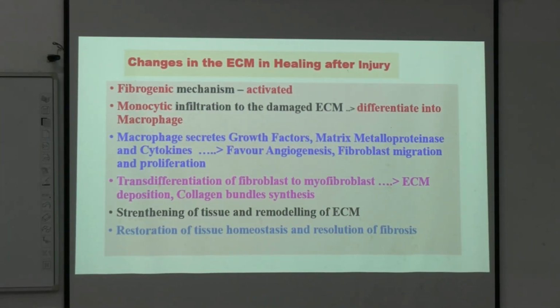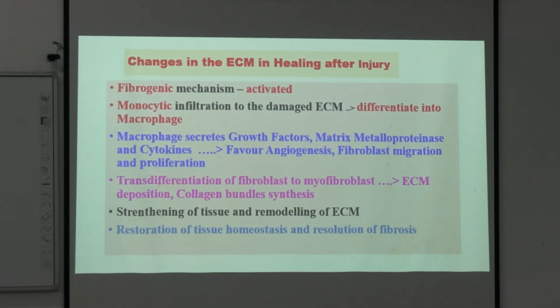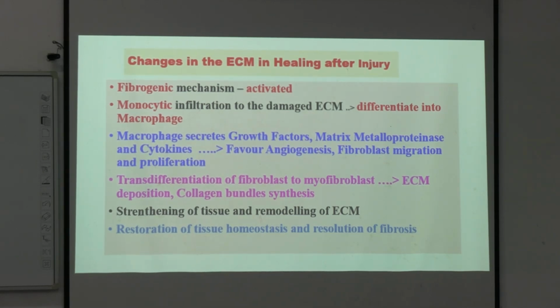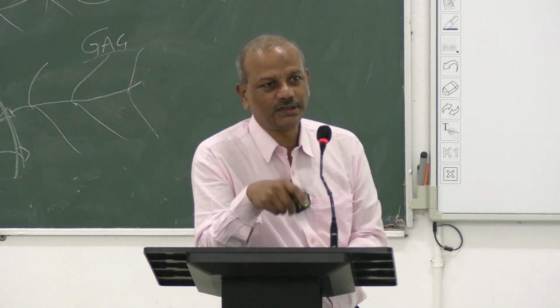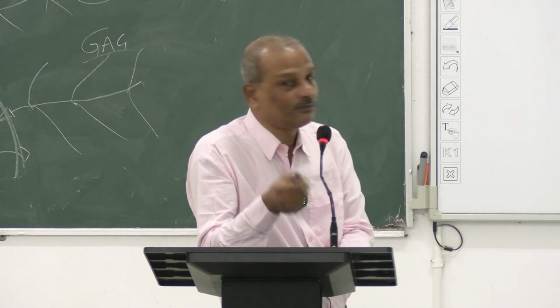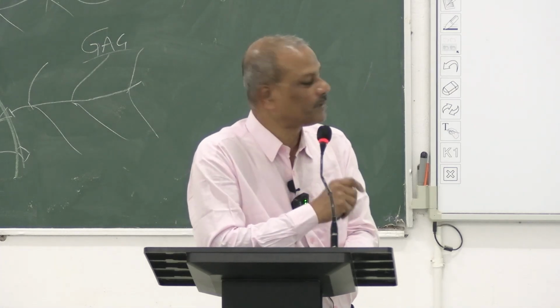Another point is what is the role of ECM in disease. So the fibrogenic mechanism is activated because, as I told you yesterday, collagen is formed by the fibroblast. Therefore, the fibrogenic mechanism has to be very strongly activated, otherwise collagen formation will not be there. And the monocytes which are present within the circulation enter into the tissue spaces when there is an inflammation, when there is a damage. So they turn into macrophages, and then macrophages release growth factors.